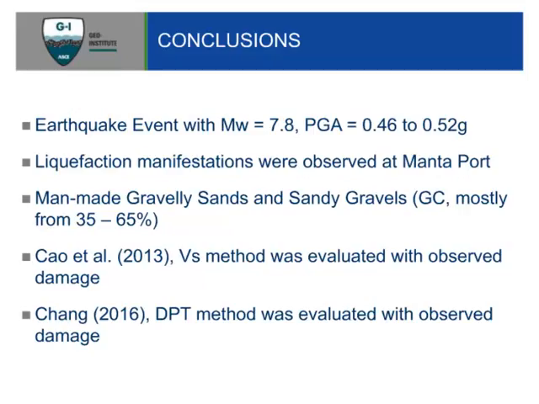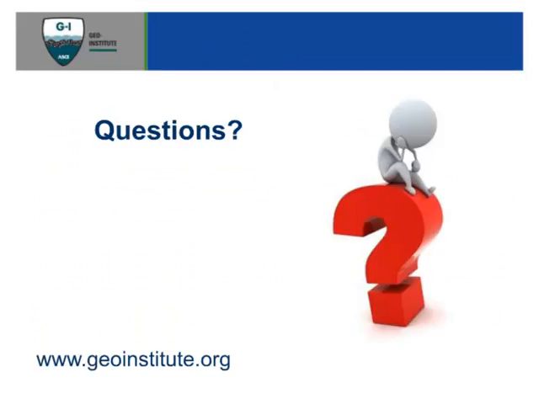Finally, the conclusions. This is a very interesting event, a magnitude 7.8 with a PGA at the site of 0.46 to 0.52, that increased the data from liquefaction manifestation of man-made gravelly sands or sandy gravel. We observed it in the GEER report, and it is recorded in the 2016 report. This is a man-made gravel with mostly 30% to 65% of gravel content. And we can say that the shear velocity measurements, Cao 2013 and the DPT method, showed similar trends to what we observed in the field with the damage that we saw at the marginal wharf.